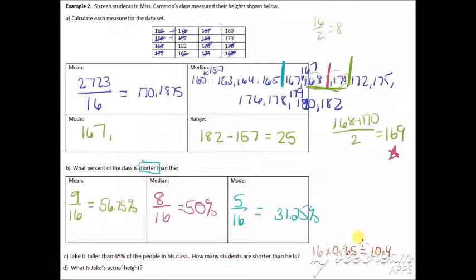So he's pretty much taller than like 10 students. So then he's shorter than, we have 16 minus 10. He's shorter than 6. He's taller than 10, shorter than 6.